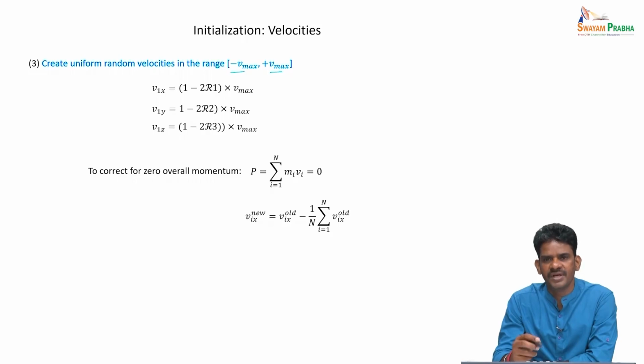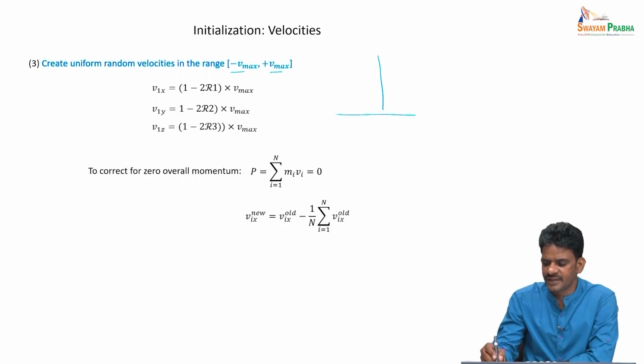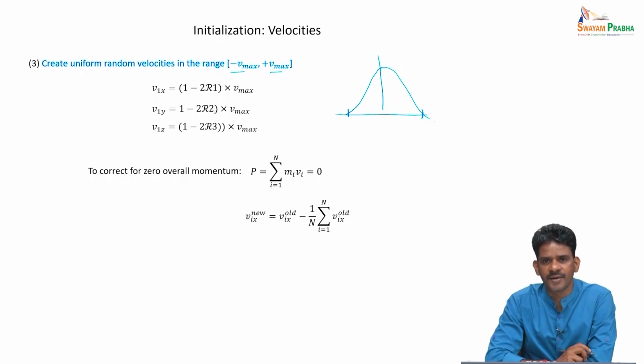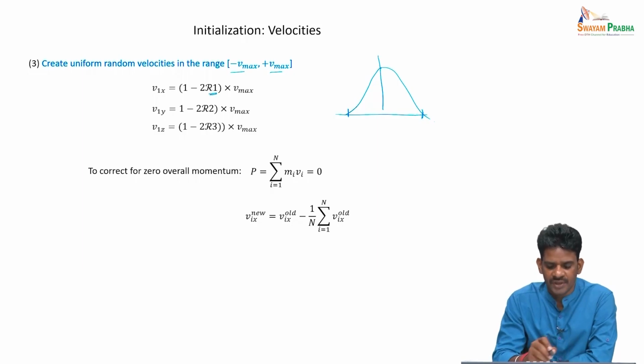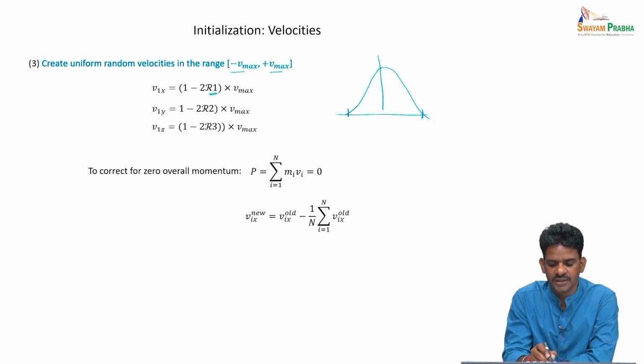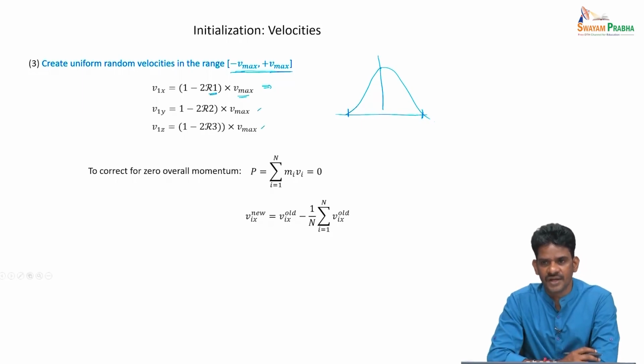This velocity maximum can be obtained from a Maxwellian distribution. The Maxwellian distribution looks something like this, and then you can find some Vmax plus and Vmax minus, and then you can generate a random number in this limit. So, in order to do that, all you need is to call a uniformly distributed random number r, and then you do 1 minus 2r, and then multiply this by Vmax. When we do this linear transformation, you will see that this V1x will have a range from minus Vmax to plus Vmax, and this can be repeated for other components and all the components of the other particles also.